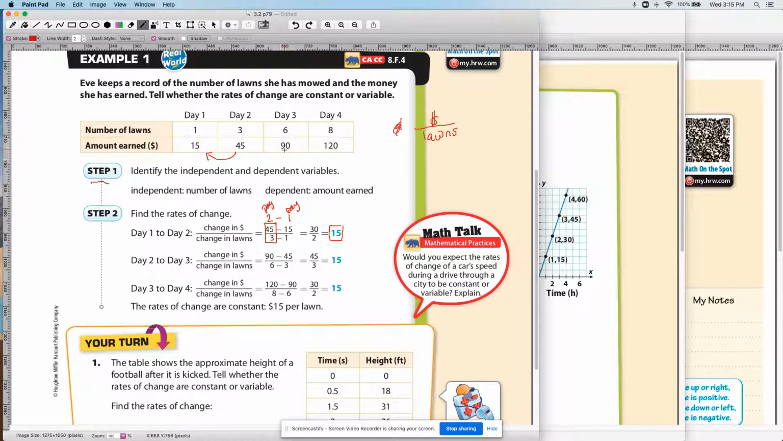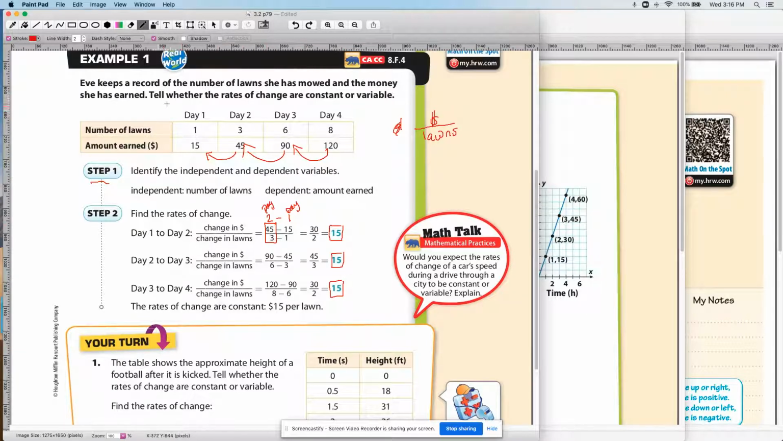And then we do the same thing with day 3 and day 2. So we'll take 90 with 6 lawns minus $45 and 3 lawns, and we get 45 over 3, which reduces to 15. We're going to do the same thing with day 4 and day 3. We get 120 minus 90 over 6 minus 3, which is 30 over 2, which reduces to 15.